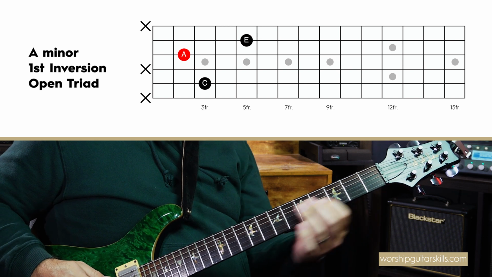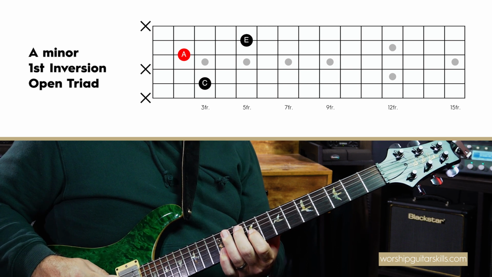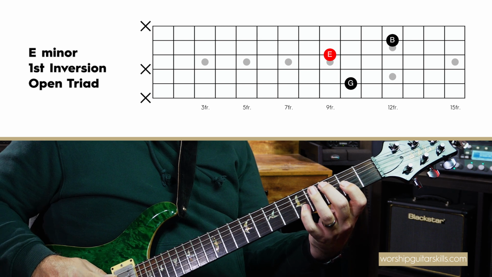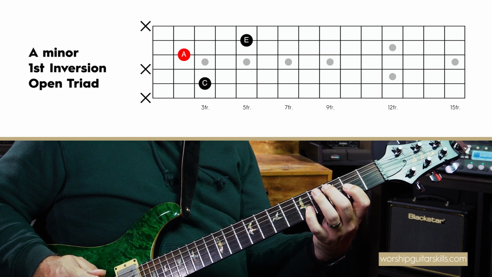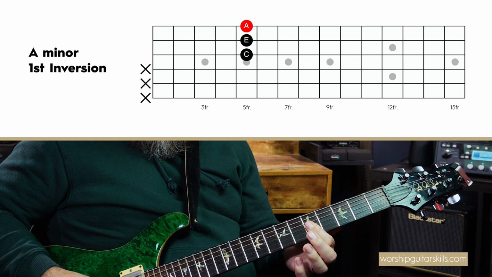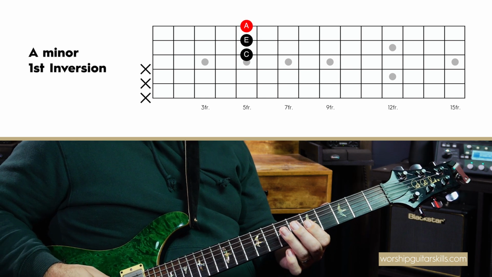That's where my root is. So if I want to play that over E minor, it'll be like this. But there we go, A minor with the first inversion. My second triad, closed, will be played like that.